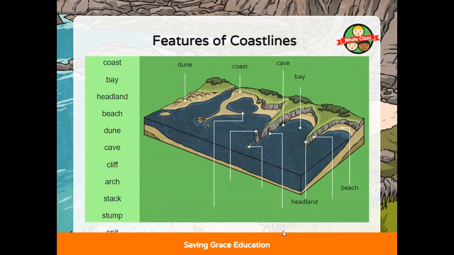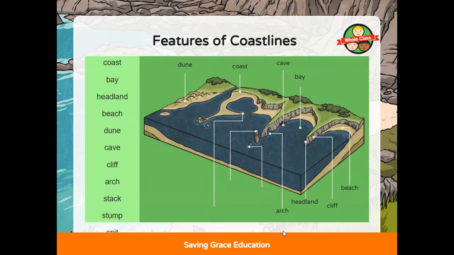Caves occur when waves force their way into cracks in the cliff face. The water contains sand and other materials that grind away at the rock until the cracks become a cave. A cliff is a steep rock face, especially at the edge of a sea.